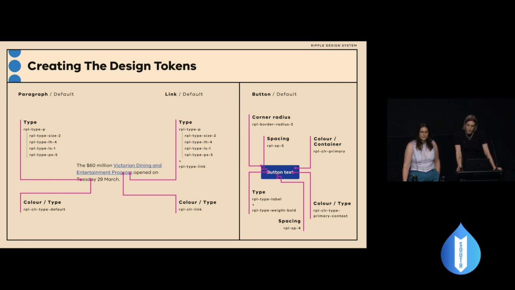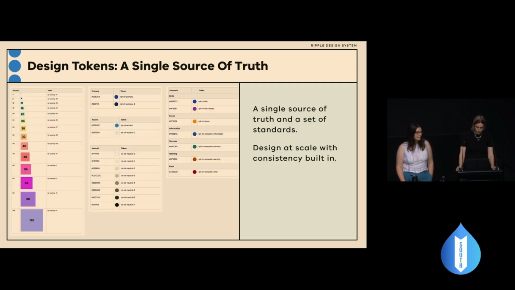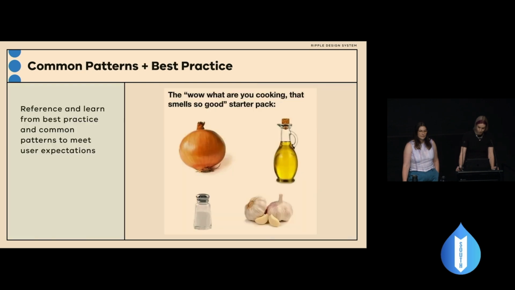So here you can see something as simple as an inline link uses tokens to create difference while remaining consistent to the surrounding text. So this ensures that body and link type will remain consistent regardless of any future updates or changes made to their core values. So most importantly, design tokens allow for a design system to have a single source of truth and create consistency through a set of standards. So this means that any components built with these styles allow for design at scale with consistency built in.